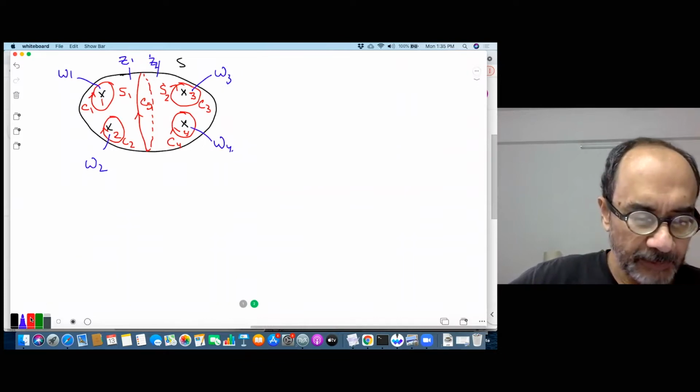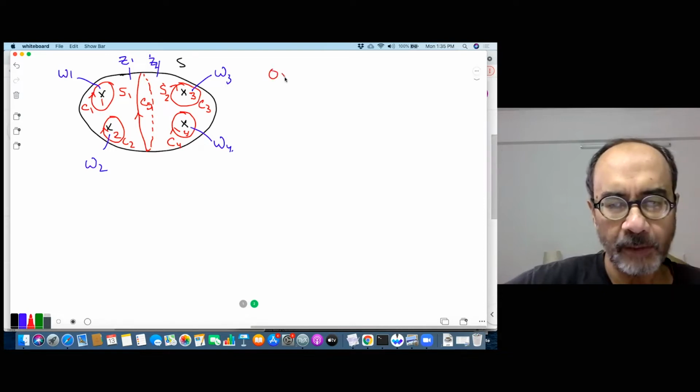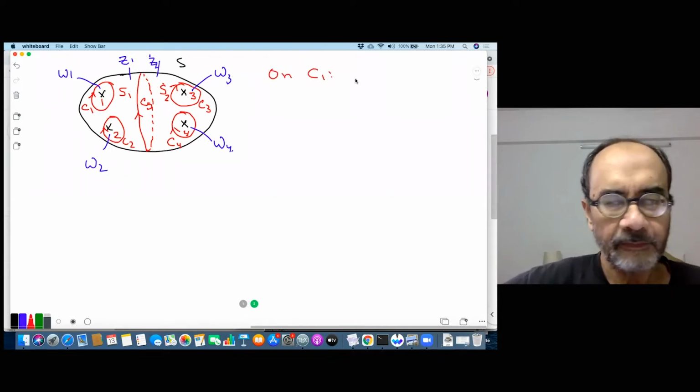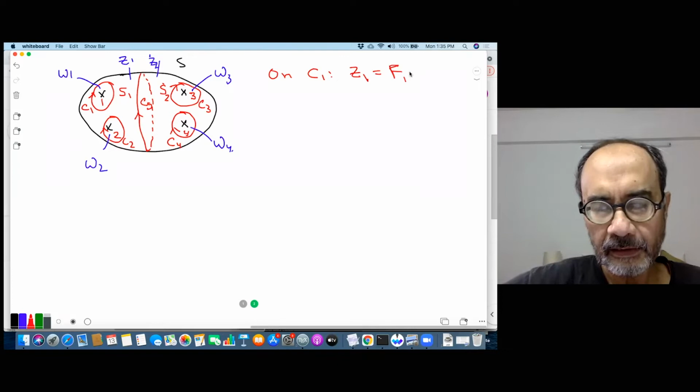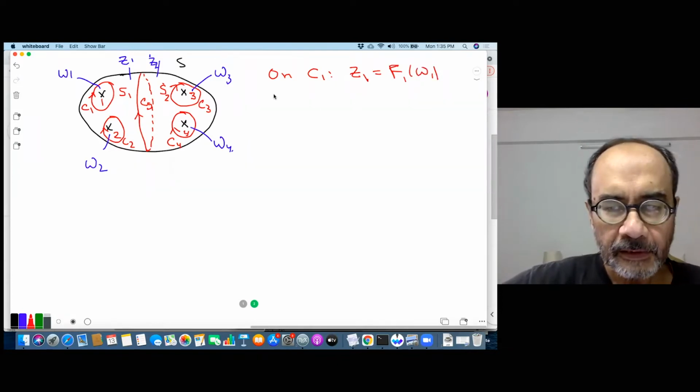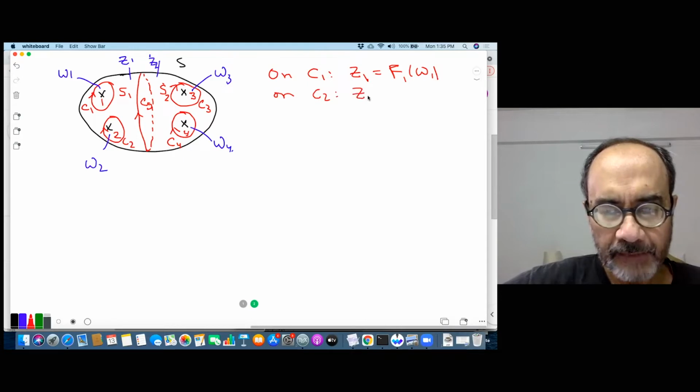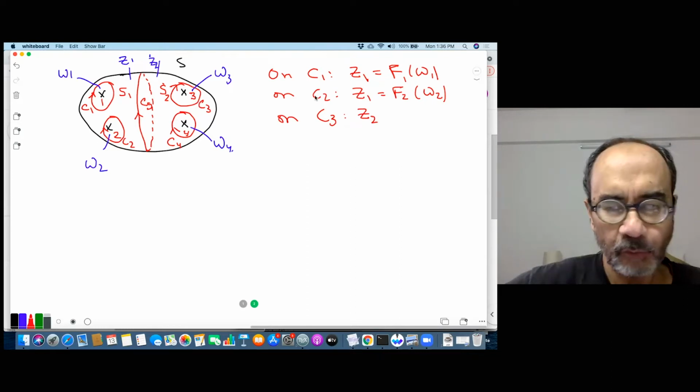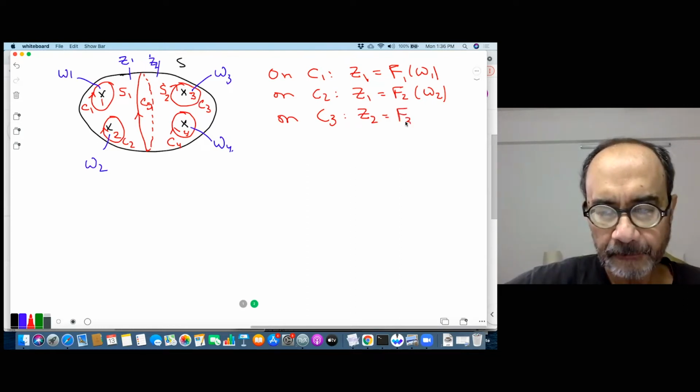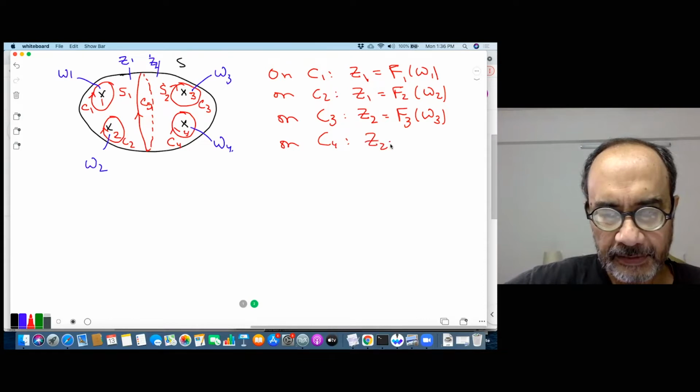Now we have to introduce the transition functions. On C1, we have Z1 equal to F1 of W1. On C2, we have Z1 equal to F2 of W2. On C3, we take Z2 and W3, so Z2 equals F3 of W3. On C4, we have Z2 equal to F4 of W4.